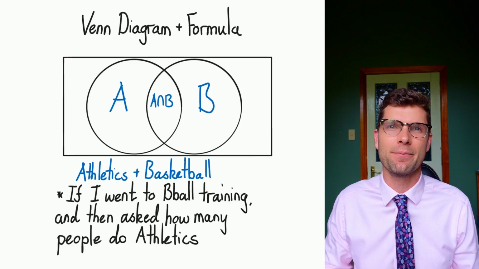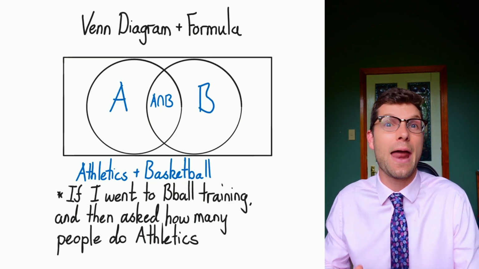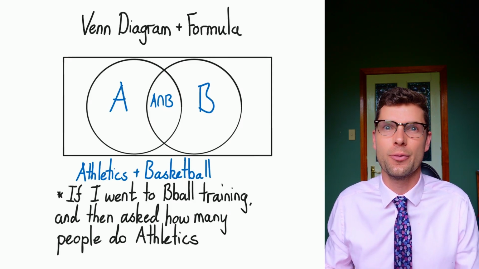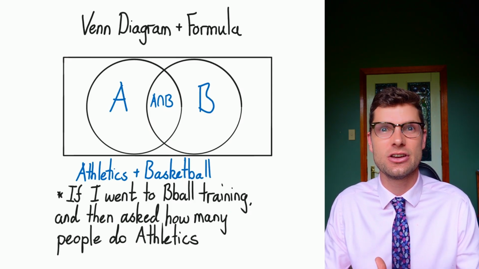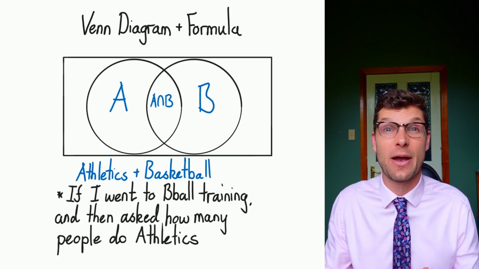So the easiest way to come up with a formula for this conditional probability is to have a look at this Venn diagram. So in this example, I've got people that do athletics at school and people that do basketball at school. And again, in that middle section is going to be your intersection, A ∩ B. These are the people that do both.